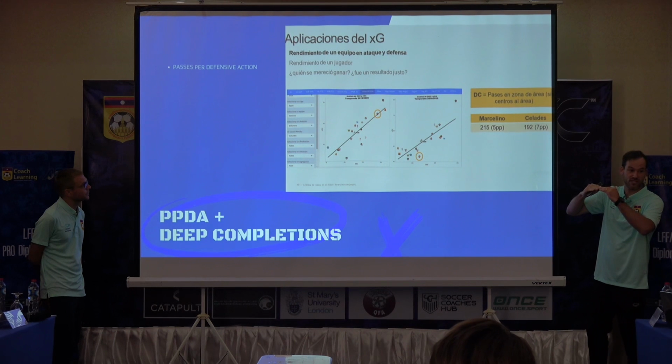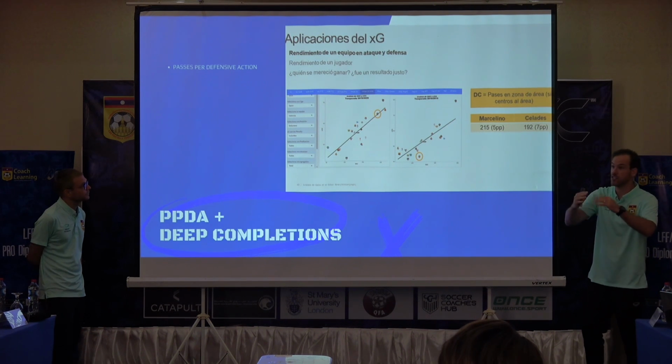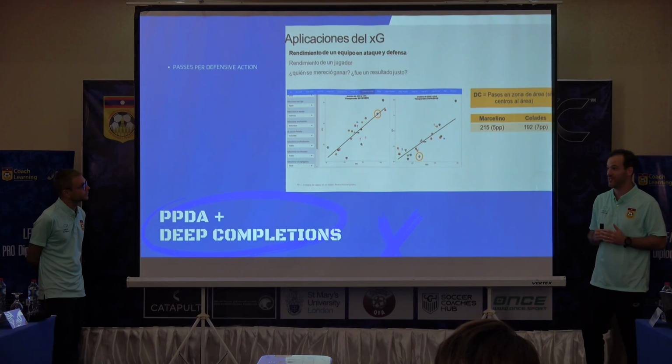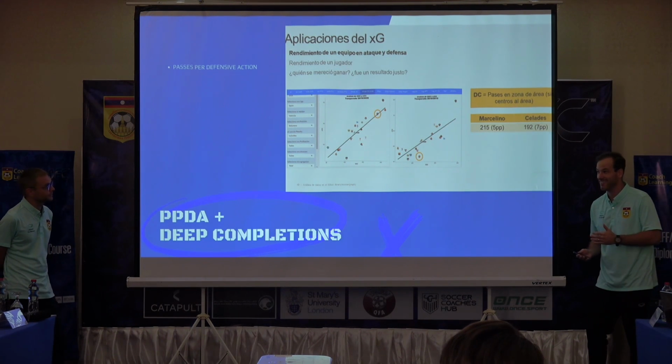Even though the value was the same, okay, I might be getting a good value getting there, but I'm leaving spaces inside. So try to connect as much as you can stats that make sense together. For instance, in this case, PPDA and deep completions.